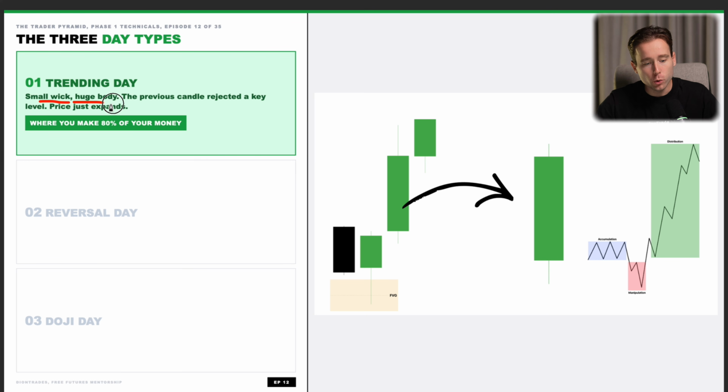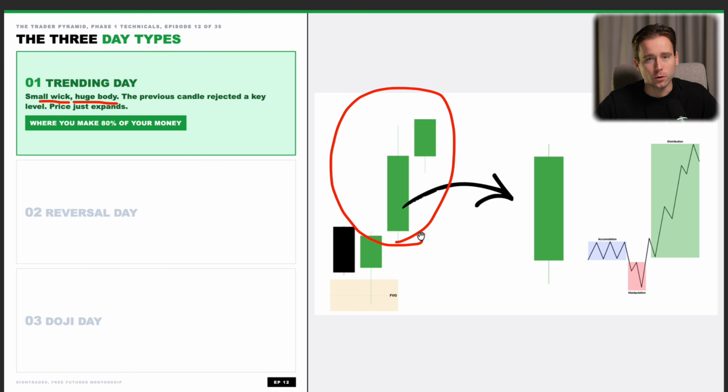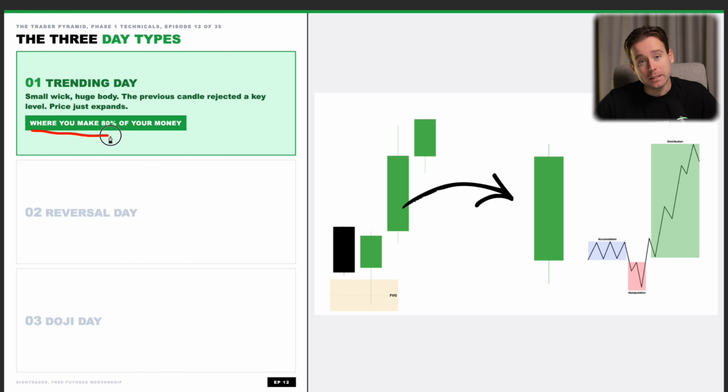Small wick, huge body, is an expansion body, and the previous candle rejected a key level, and we are just riding that momentum. If we look at it on a chart, it's a higher time frame chart. This is the day before. We see a reaction from a fair value gap, and then we just trade the next candle that has the biggest chance to make a nice green candle. This candle is where I make 80% of my money.